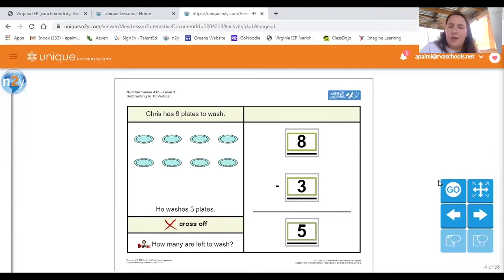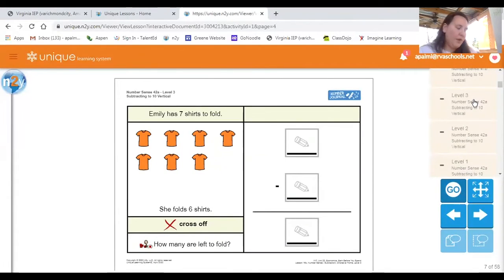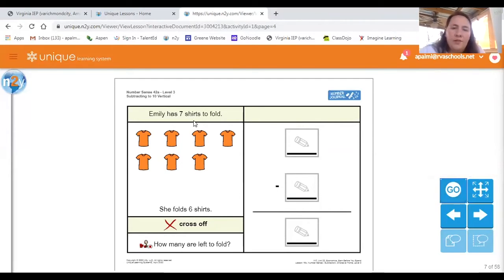All right, let's try another one. We're starting with all vertical just so that we can make sure we understand the steps. Okay, so here's our new problem. It says Emily has 7 shirts to fold. So I'm going to type in my number 7 first, and then we'll count to 7. So with your finger, can you find the number 7 on your keyboard? Beautiful job. And now I'm going to use my blocks to count to 7.